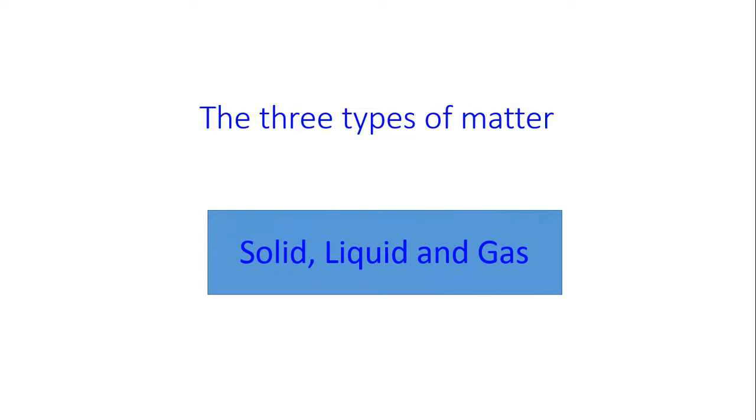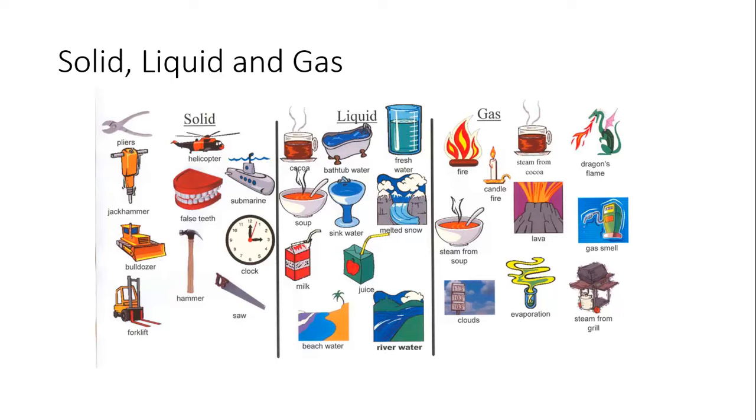Okay, the three types of matter. You should know this. I hope you do. Solid, liquid, and gas. And here are some examples. I see lots of different examples here.